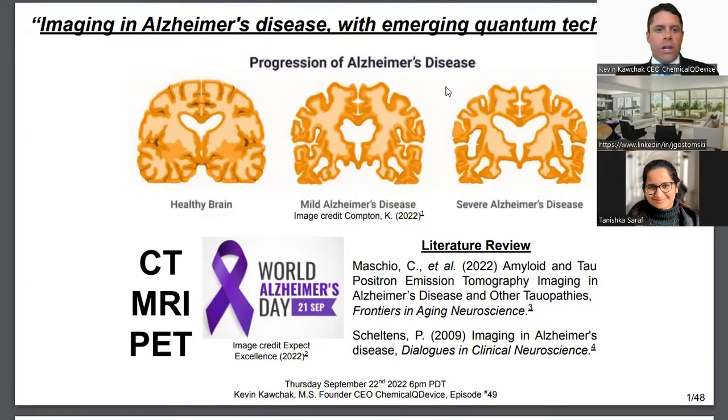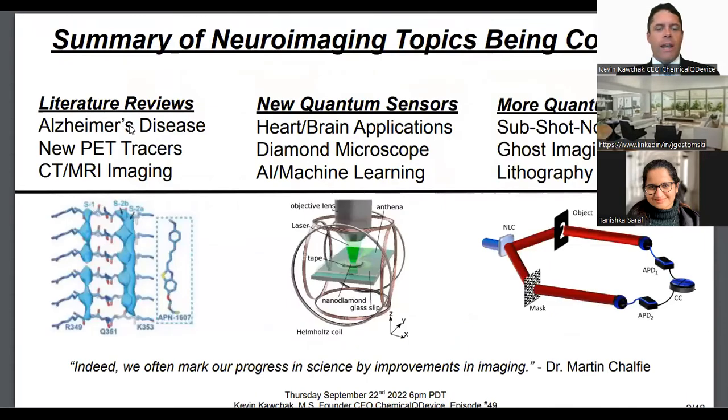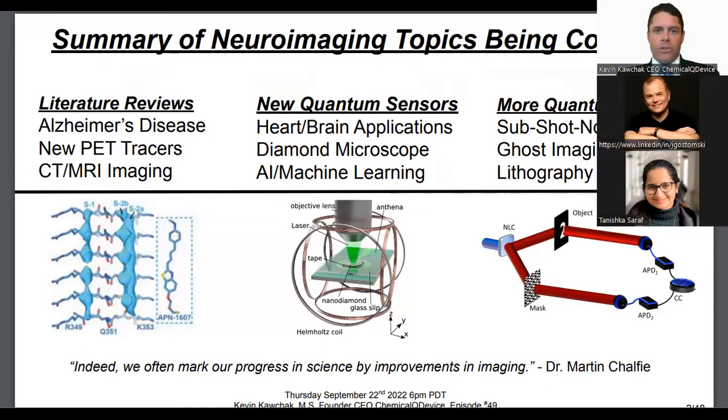So as you can see here, some of you have seen this. This is the overview of what's going to be going on today. Literature reviews in Alzheimer's disease, PET tracers, CT, MRI, new quantum sensors. So these are basically mostly diamond quantum sensors, if not all, and just what's being built up around them to make them even better. You could put them in any type of, it's basically diamond, and for temperature, for a bunch of different readings as well.